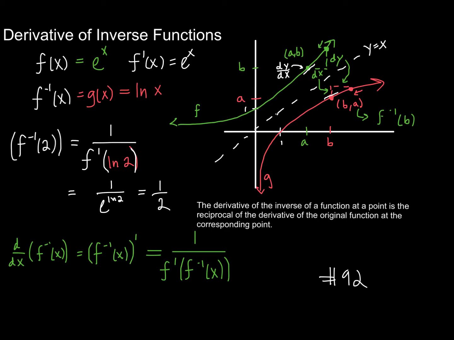And of course I know that to be true because I know the derivative of natural log of x is just 1 over x. So the derivative of natural log of x at 2 is 1 over 2. And sure enough, that's what I get using this formula here.